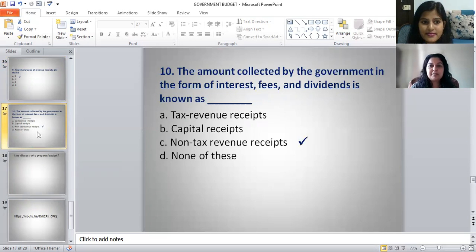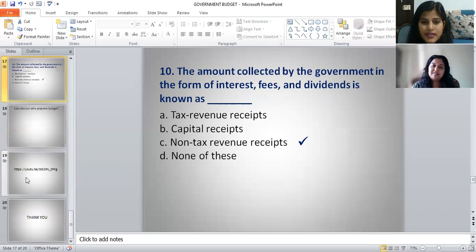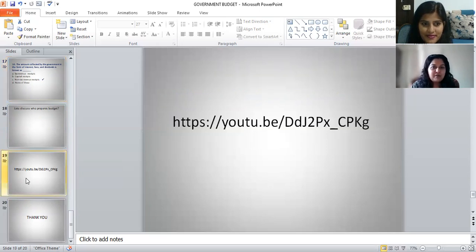The amount collected by the government in the form of interest, fees, and dividend is known as. Ma'am, non-tax revenue receipts, because non-tax revenue means fees and penalties that we pay. So this is non-tax revenue. Yes, right. All these are examples of non-tax revenue receipts. Yes, students. Now we will go through a video.